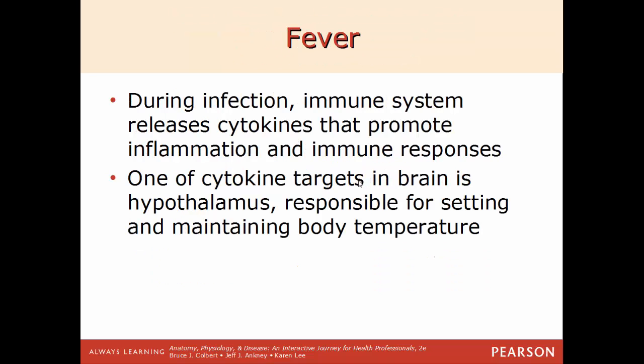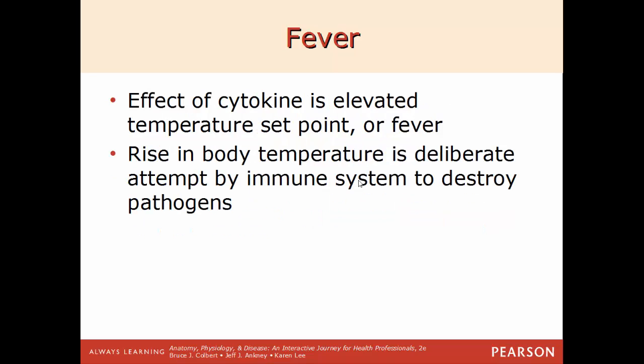Now move on to fever. During an infection, your immune system will release cytokines that promote inflammation and the immune response. One of these cytokine targets is the hypothalamus within the brain. And the hypothalamus is what is responsible for setting and maintaining your internal body temperature. So the effect is that cytokine affects your hypothalamus, which causes your elevated temperature set point, which leads to a fever. Now, the rise in body temperature is deliberate. It's an attempt to destroy pathogens by your immune system.